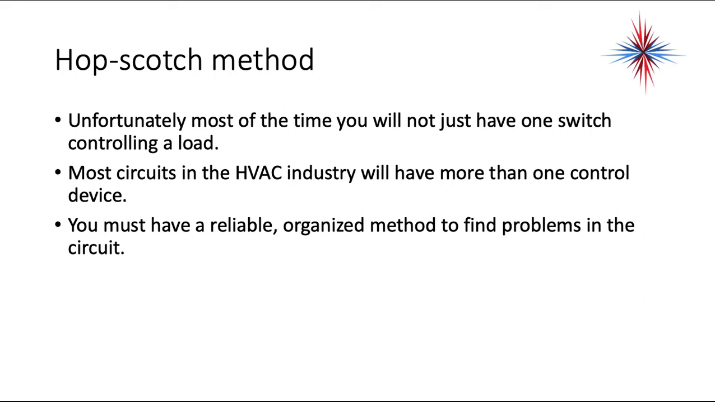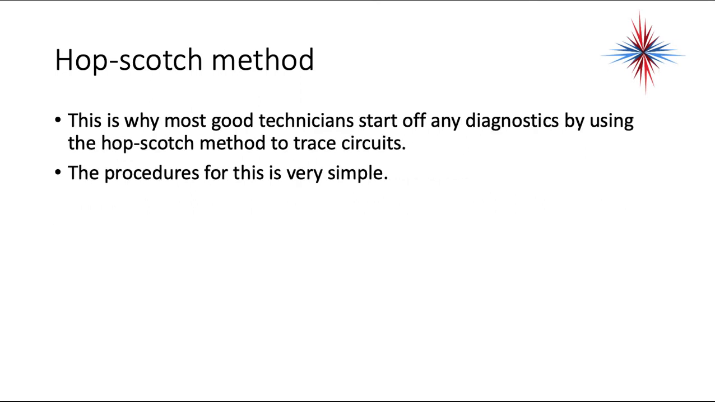Unfortunately, most of the time you'll not just have one switch controlling a load. This is where we start to use the hop-scotch method of checking a circuit. Most circuits in the HVAC industry will have more than one control device. You have to have a reliable, organized method to find problems in a circuit. This is why most good technicians start off diagnostics by using the hop-scotch method to trace circuits. The procedure for this is very simple.